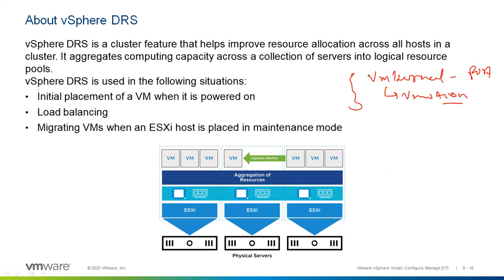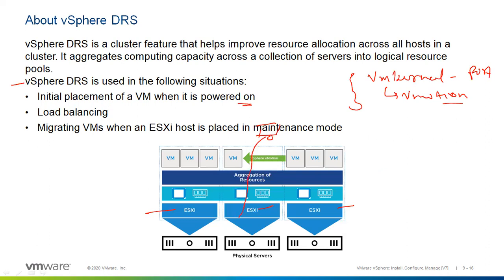What are the key functions of DRS? It will do the initial placement of the VM when it is powered on. It means, for example, we have enabled the DRS feature among these hosts, and if we want to power on any virtual machine that is in the shutdown state, it will be placed on the host which is less used.